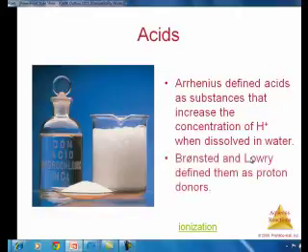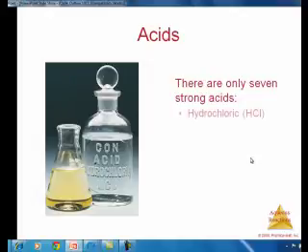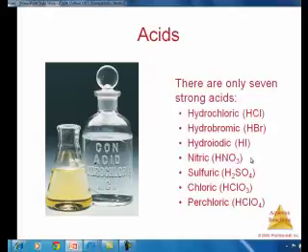an Arrhenius definition of an acid is anything that increases the concentration of the H plus or the hydronium in reality when dissolved in water. Bronsted-Lowry defined them as proton donors. There are 7 that you need to memorize. Okay. Hydrochloric, hydrobromic, hydroiodic, nitric, sulfuric, chloric, and perchloric.